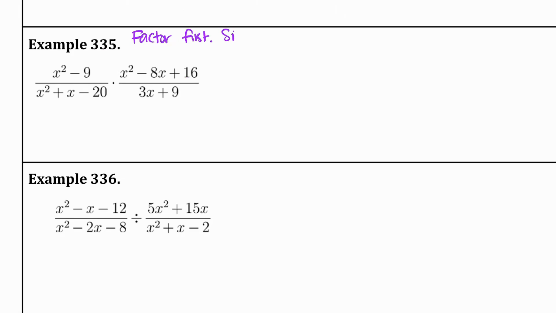Then we're going to simplify common factors. We're going to look and see if there's anything the same on top and bottom, and we're going to cancel those out. So let's take it piece by piece. A lot of factoring practice here.